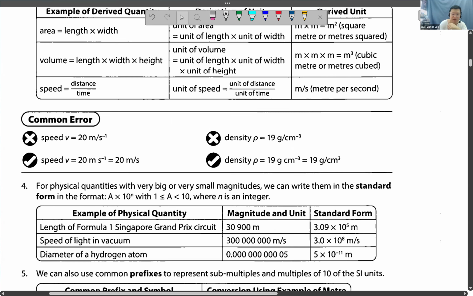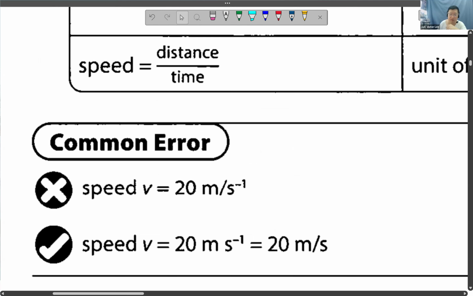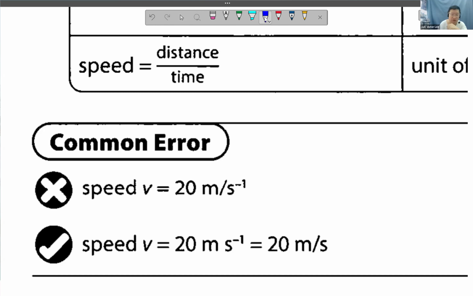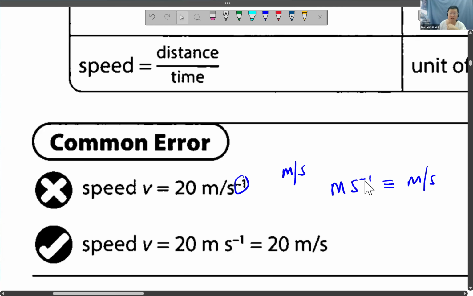What's wrong with this thing here? 20 meter per second. What's wrong? They are dividing. Yeah, they're dividing. Nothing wrong with dividing, but you cannot have divide and yet this one, because the meaning of this is already equivalent to this. This is already inverse, it's already below. So you cannot have both a slash and an inverse at the same time. So it's either this or this, but not this. So these are the common errors we'll make.